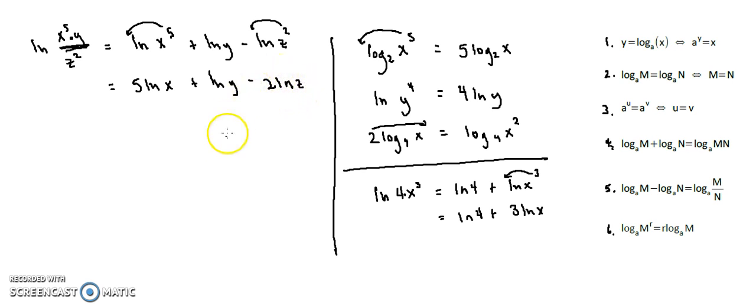And we just want to double check, do we have any more products inside, any more fractions, any more exponents? No, we are completely done with that one. So that one's good. All right, let's try another one.